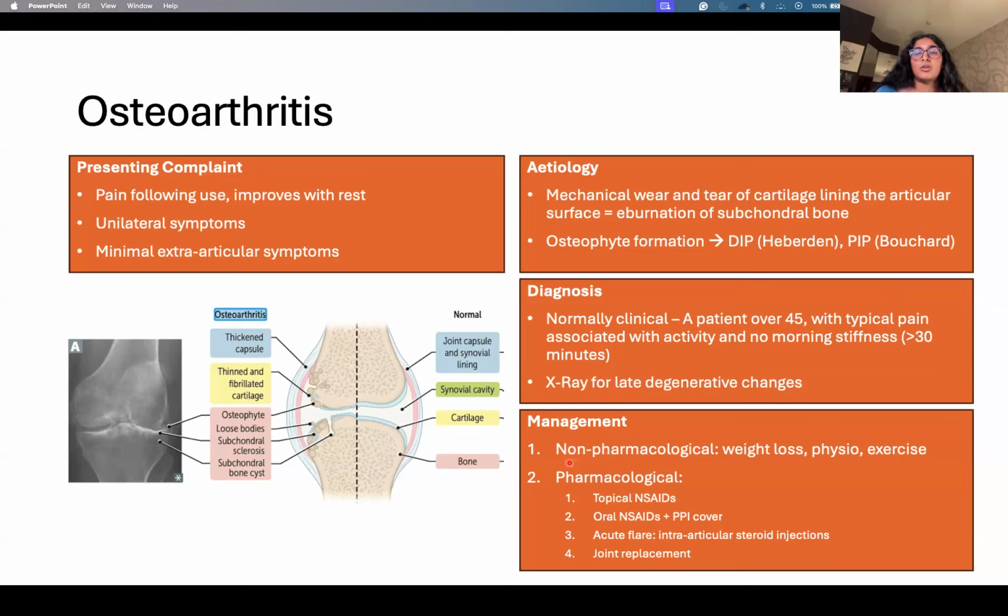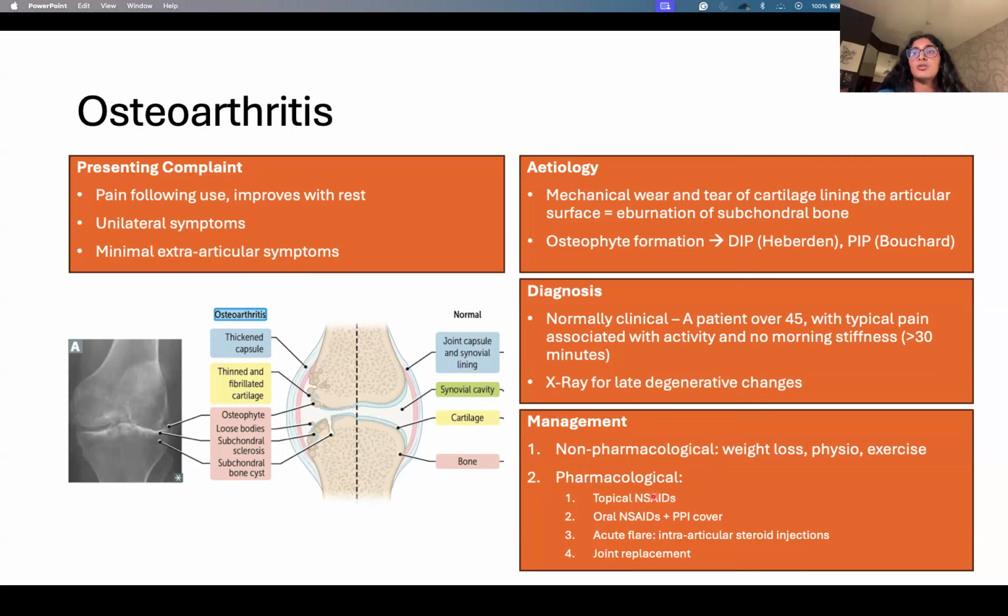Management, always go stepwise. Non-pharmacological: weight loss is helpful for weight-bearing joints, as you're putting less stress on the joints. Physio could be helpful, and exercise. Another thing to mention for weight loss is to figure out the BMI of the patient and make it specific to their treatment.